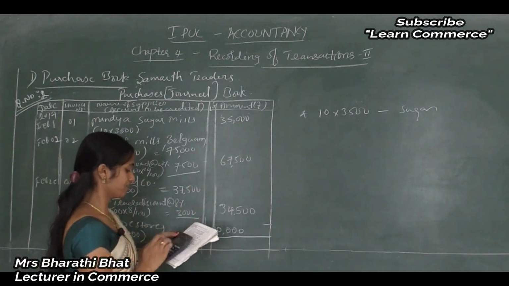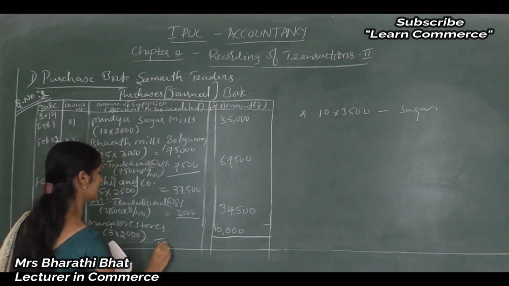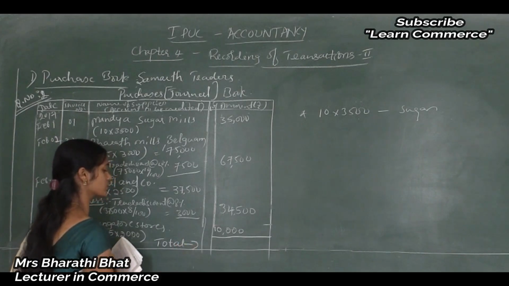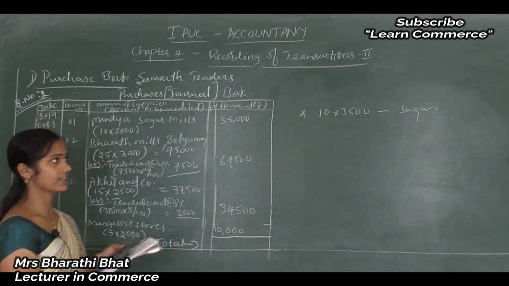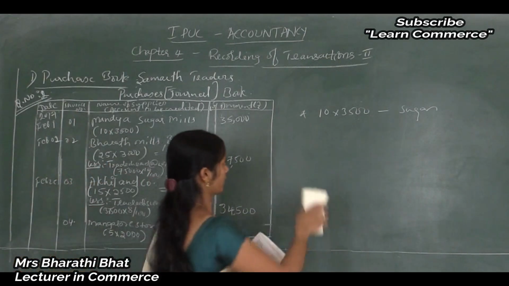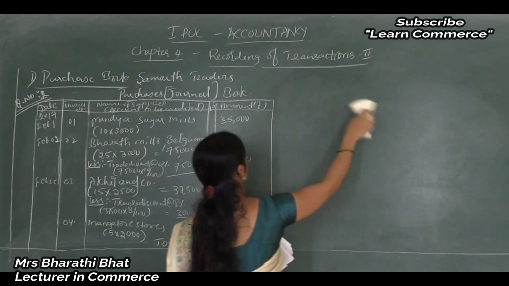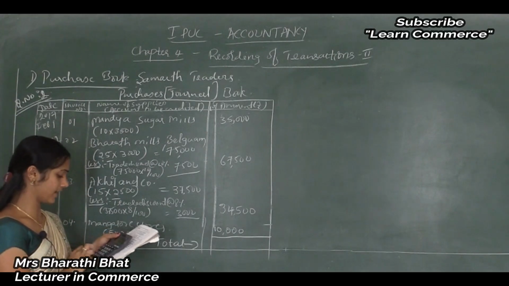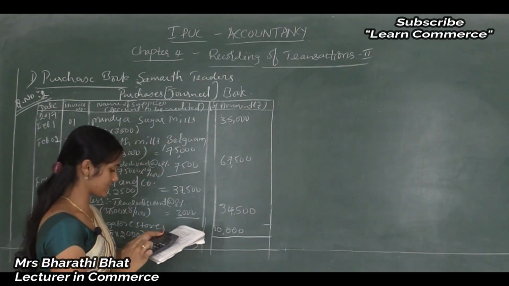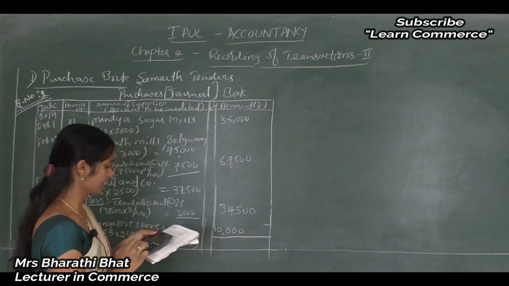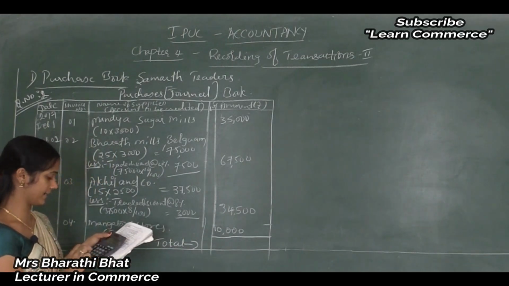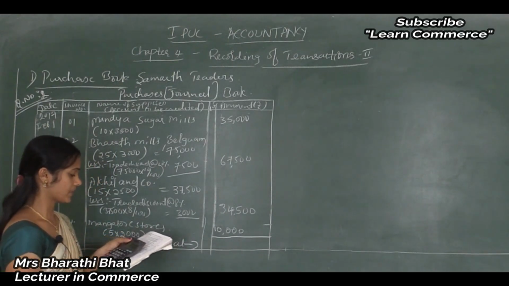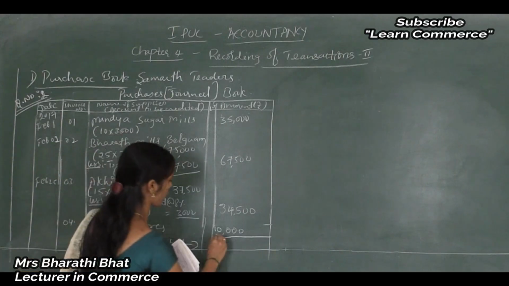Totaling. So write total here. We covered all the transactions, so the last step is total. Then we have to give a note for the one transaction where they purchased a fixed asset. So now 35,000 plus 67,500 plus 34,500 plus 10,000, 1,47,000.